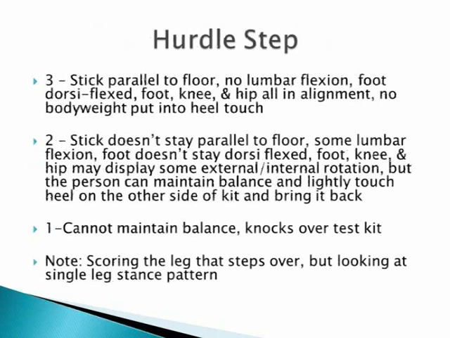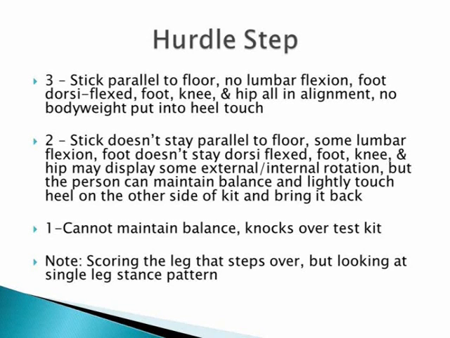With the hurdle step at 3, we're looking for the stick to be parallel to the floor, no lumbar flexion, foot dorsiflexed, foot, knee and hip all in one alignment, and no body weight put into the heel touch when they step over the hurdle. A 2 then is when there's a slight bit of compensation with all this criteria. So the stick doesn't stay parallel to the floor, there's some lumbar flexion, the foot doesn't stay dorsiflexed, the foot, knee and hip may display some external and internal rotation, but the person can maintain balance and lightly touch the heel on the other side of the kit and bring it back.